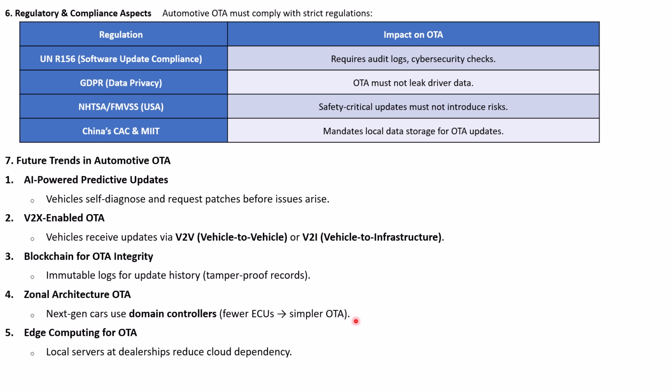Fewer ECUs, simpler OTA. Now zonal architecture again is a huge topic, where the wiring architecture of the ECUs is being categorized based on the area of the vehicle. Okay, I strongly recommend please go through the zonal architecture topic in Google, so that you will understand what is meant by zonal architecture. And once you understand the topic, you will understand why next gen cars use domain controllers and how OTA is being simplified with the help of zonal architecture. Next comes the edge computing for OTA, where local servers at dealerships reduce cloud dependency.